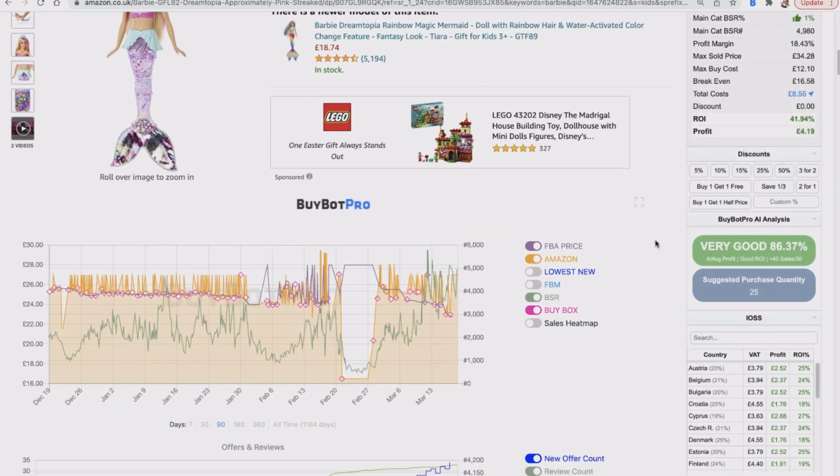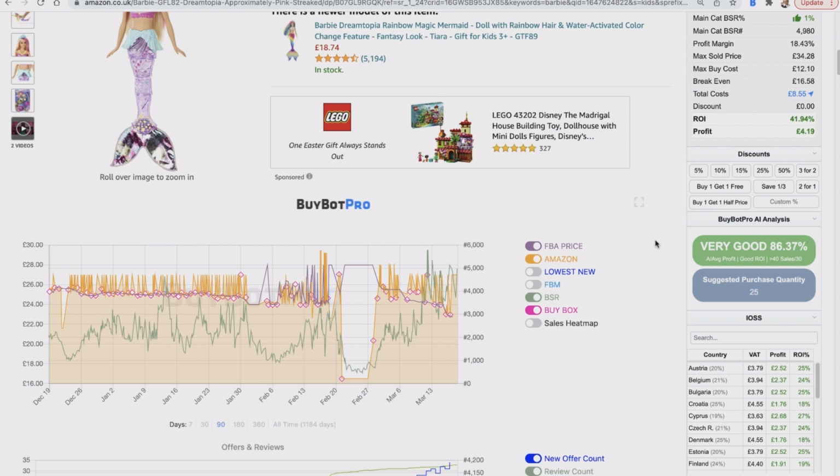BuyBotPro has looked at thousands of different data points. It's looked at the profit, the ROI. It's looked at how many it sells. It looks at whether Amazon's in the buy box, how many other sellers it's got, what stock the other sellers have got, what the category is, what the BSR is, the estimated sales, your eligibility, whether it's hazmat. I can go on for hours. It looks at everything that you would need to think about when you're analysing a deal.